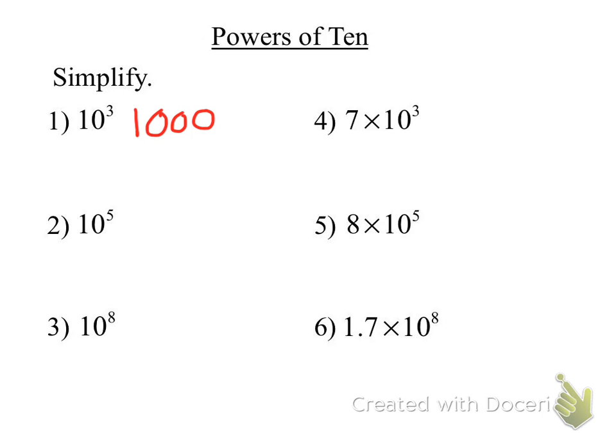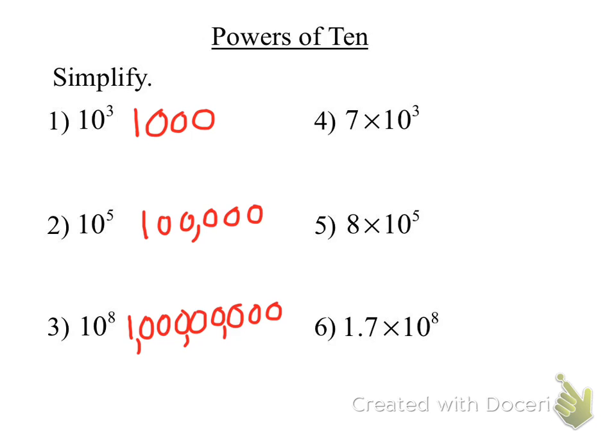Paulina, what about number 2? 1 with how many zeros? 5. Good. 1, 2, 3, 4, 5. And then I place my commas so I can read it properly. Jeremy. Wait, number 3. Yep. 8 zeros. 1 with 8 zeros. 1, 2, 3, 4, 5, 6, 7, 8. And then I place my commas. Oh, yeah, I did make a mistake. 1, 2, 3. So it's 100 million.